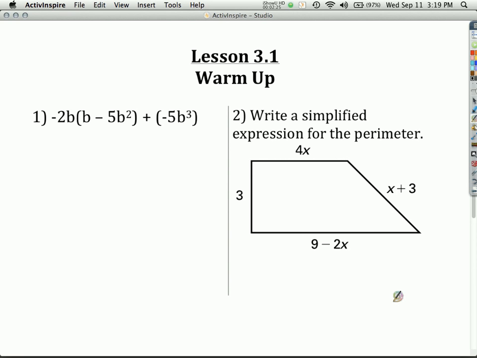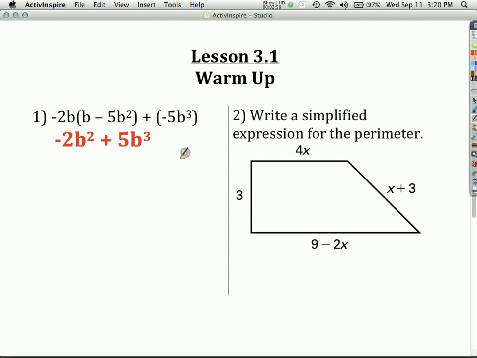Nathaniel? I got negative 2b plus 5b cubed. So that's also different. Dalton? I got 5b cubed minus 2b squared. So I think that's the same thing that they said, but you switched the terms around. The correct answer is negative 2b squared plus 5b cubed. Dalton, yours is the same thing. You just switched the terms around, and that's perfectly okay. We'll talk about how to do that in a moment.